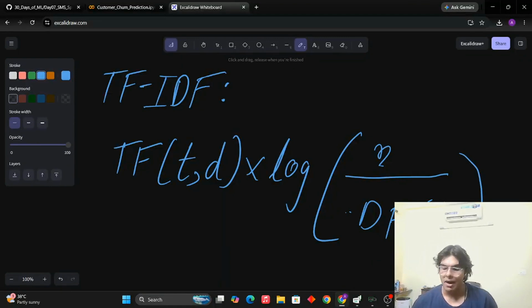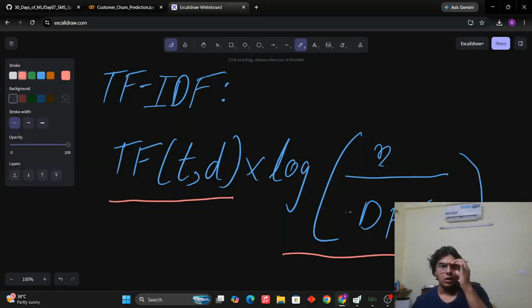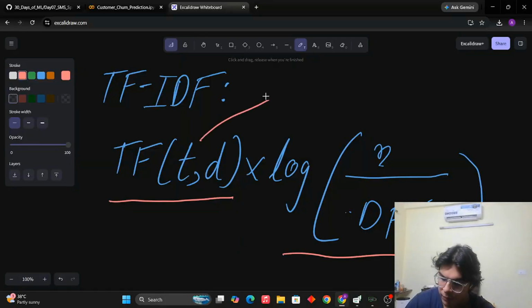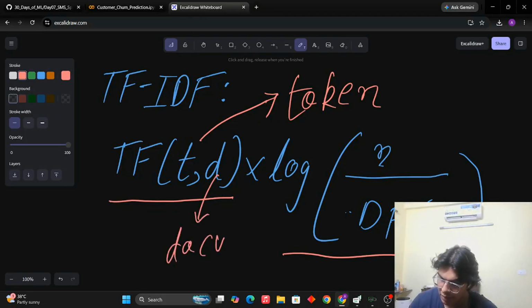So the TF-IDF formula has two parts. We have the TF part and the IDF part, and both hold their own significance. The TF part calculates the term frequency, which is basically just like the standard probability formula. T here is nothing but the token, which means any individual word. Any individual word in a document, which means in a sentence, is called a token. And any sentence is called a document. This is just technical terms used in NLP. So D here is nothing but the document that we are operating in.